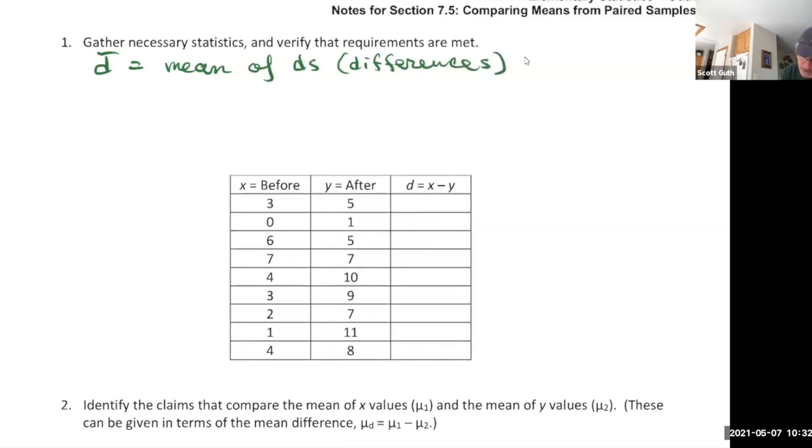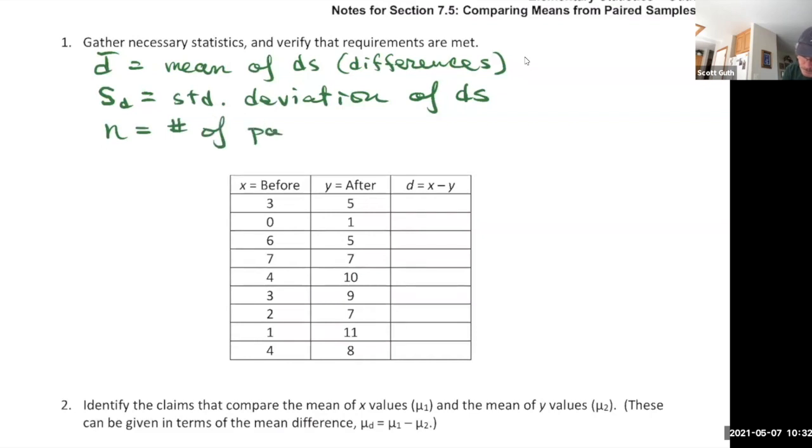Okay. We'll need an S sub D, which is the standard deviation. It's the sample standard deviation of the differences. N is the number of pairs, which needs to be greater than 30, or the population of differences should be normal. So this is the same as the t-test we did in the last section.